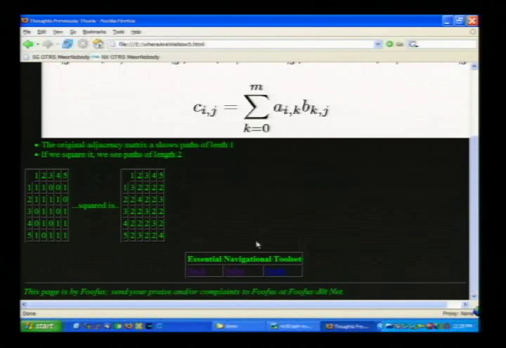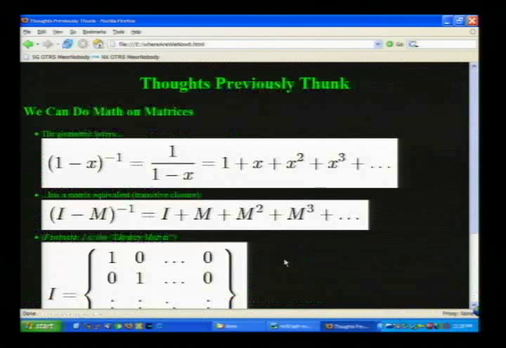All right, so a little bit more math, and we'll be home free. So you'll remember from your algebra classes, right, the geometric series there.